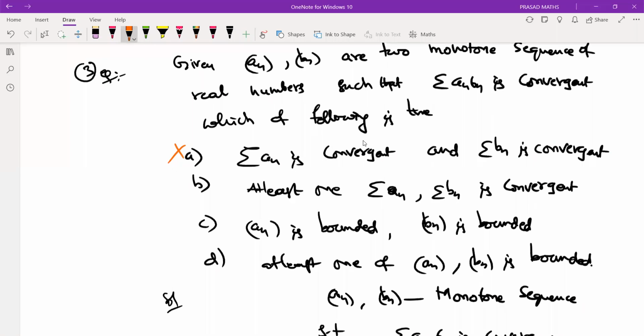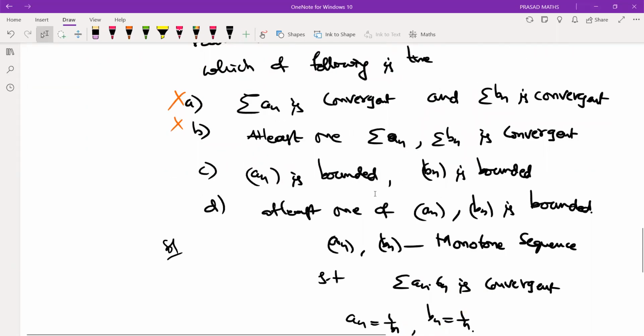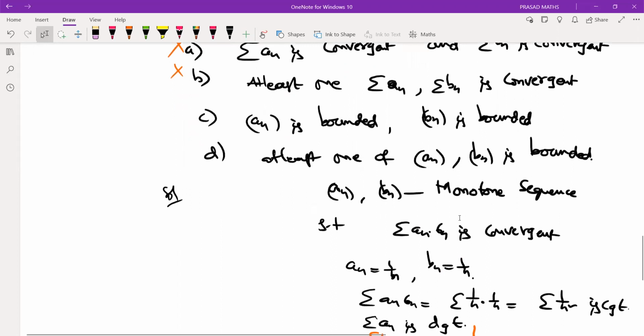Next is at least one of the series is convergent. This is absolutely wrong, because summation a_n and summation b_n both are divergent here. Because b_n is equal to 1 by n, by p-test it is divergent. Next, a_n is bounded and b_n is bounded. Is it possible?